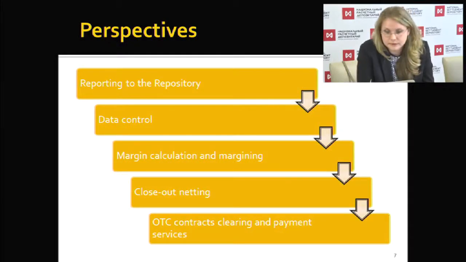What about perspectives? First, it's important to have repository data control, margin calculation and margining, using close-out netting and OTC contracts, clearing and payment services.